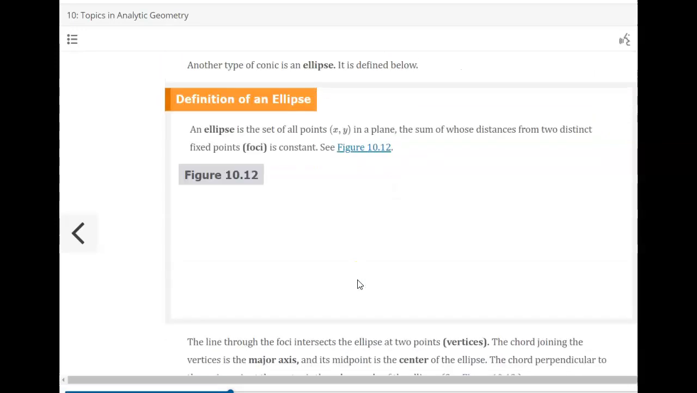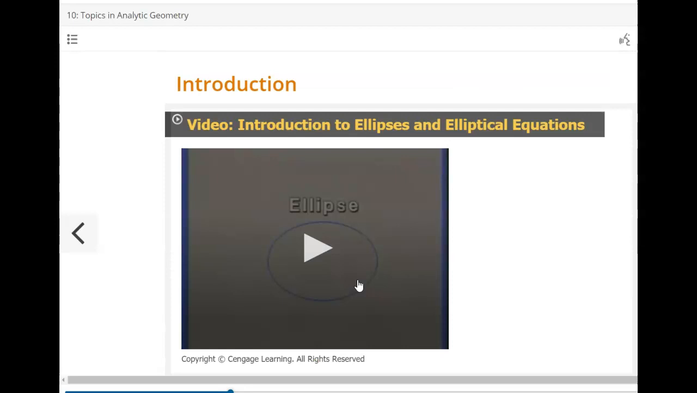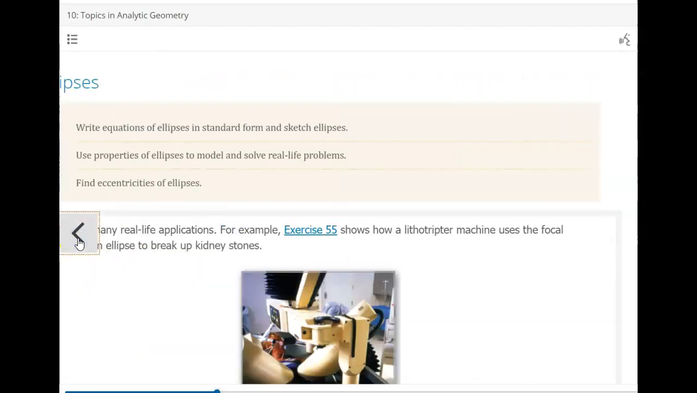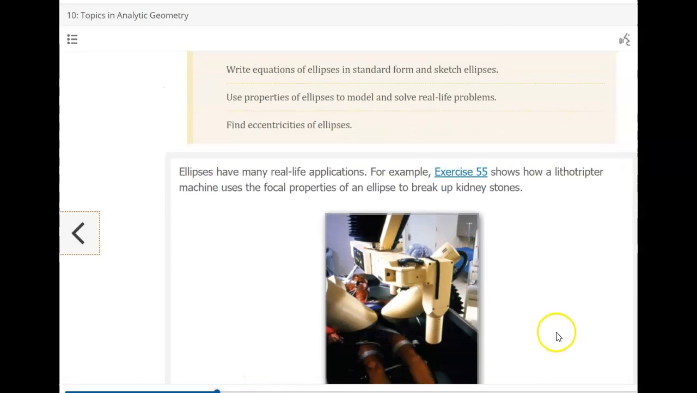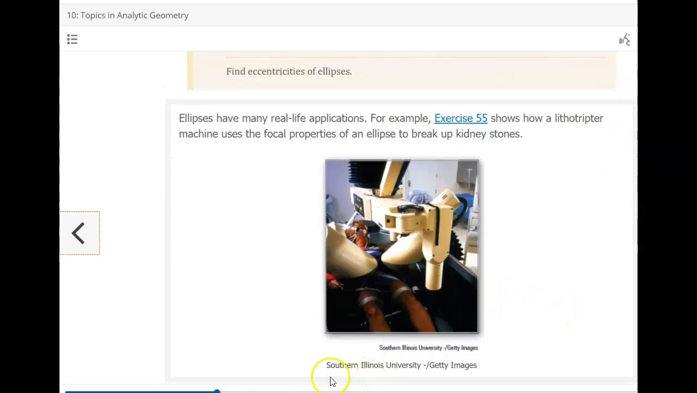And in fact, there is a very interesting problem that is part of the homework selection about this machine. It's called a lithotripter, and it is actually used to break up kidney stones. There's an interesting video on YouTube that explains how they work. So I'm going to attach it to Blackboard because you will definitely do this problem.